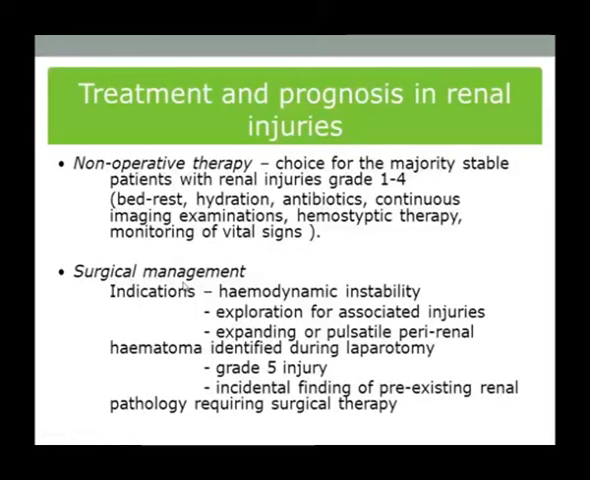If the patient is stable, then you have to confine to non-operative treatment. That includes strict bed rest, hydration, antibiotics, continuous imaging, and monitoring of vital signs. The bed rest and serial urinary sampling for hematuria is a very important tool in this way. The indication of surgery is a patient who is hemodynamically unstable, or you are exploring for associated injury like splenic injury, liver injury or something like that, or expanding hematoma. These are the various indications for surgical exploration.